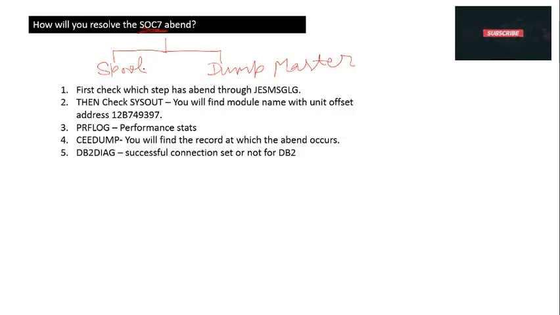So like your one job is running and it is abended with S0C7. Its details will come in the spool as well as in Dump Master. So I am going to tell you through the spool. First you have to go to the spool and check the job logs, and then you need to check in the JES MSGLG. Then there you need to check which step is abended.